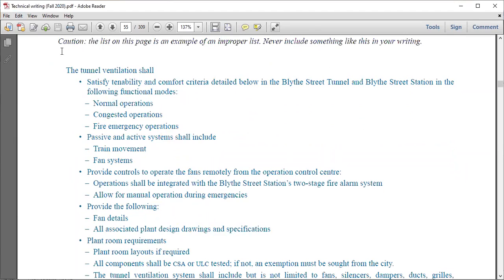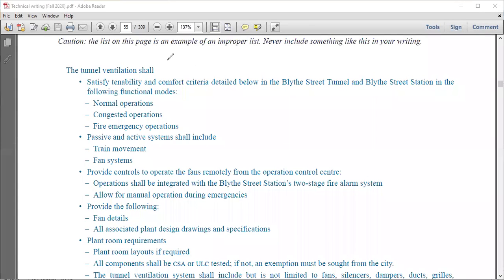I'll show you the improved version, then you might understand it better. Let me mark some of the points over here. Okay. Provide controls to operate the fans remotely from the operation control center. Operations shall be integrated with Blitz Street Station's two-stage fire alarm system. Allow this, provide the following, then again plant room requirements, and then all the points related to that have been put together.